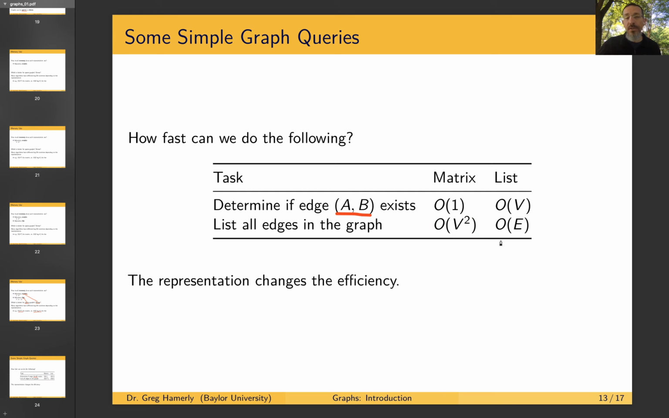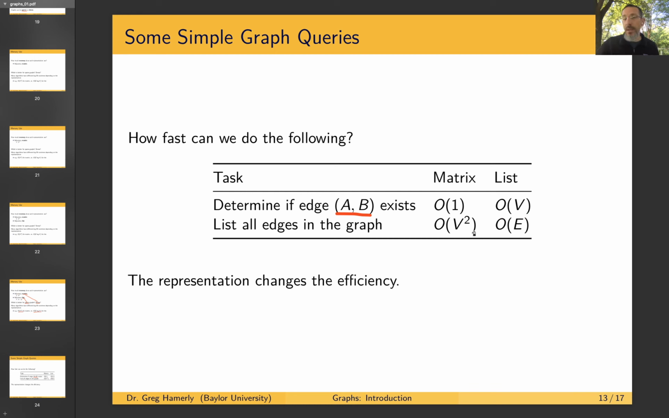If we're using a list, I wrote here order E. I would actually like to amend that to say V plus E, because we have to look at every list, and there are V lists. And then we have to look at, in total, E edges. There are E edges across all the lists if you sum them all up. And so this is essentially V plus E, but the dominant term is probably E here.